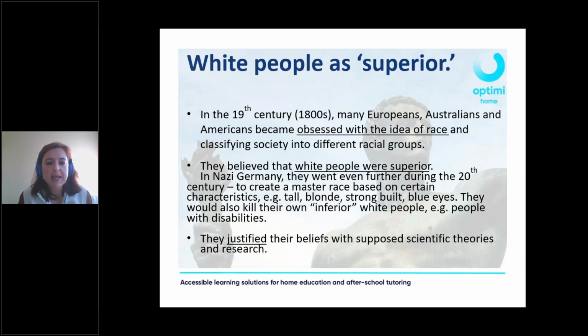In Nazi Germany again, they went even further during the 20th century to try and create a master race based on certain characteristics. They had to be tall, they had to be blonde, they had to have a strong build. In other words, they had to be healthy and they had to have blue eyes. They would also kill their own inferior white people, for example, people with disabilities, because these people will only be a burden on society.